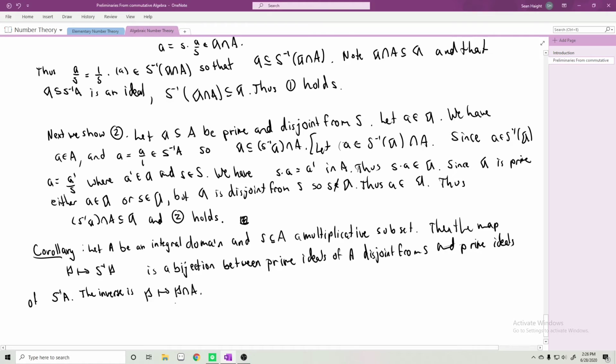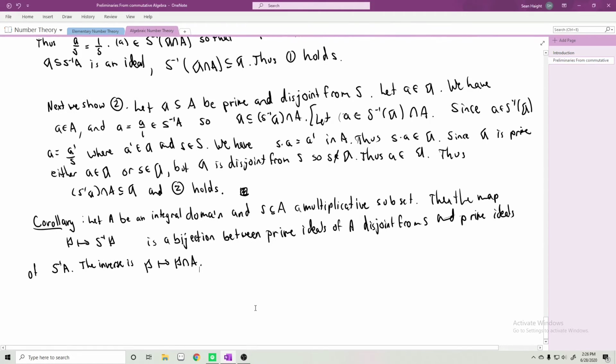Okay, so what is this telling us? This is telling us essentially, the question this is answering is, what are the prime ideals of S inverse A? And the answer is exactly, it's the localization of prime ideals in A which are disjoint from S. Okay.